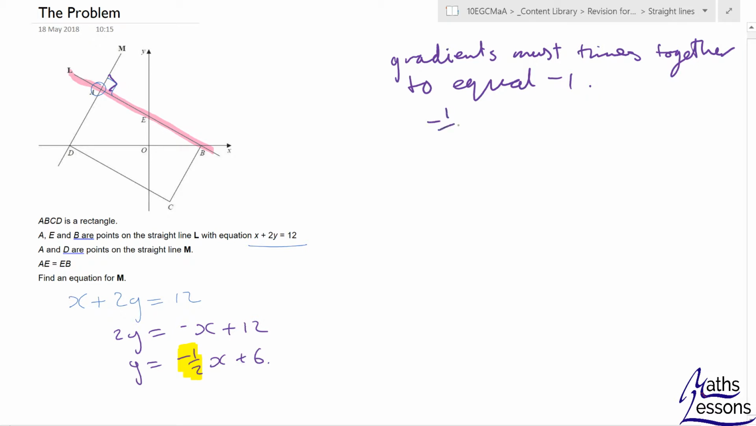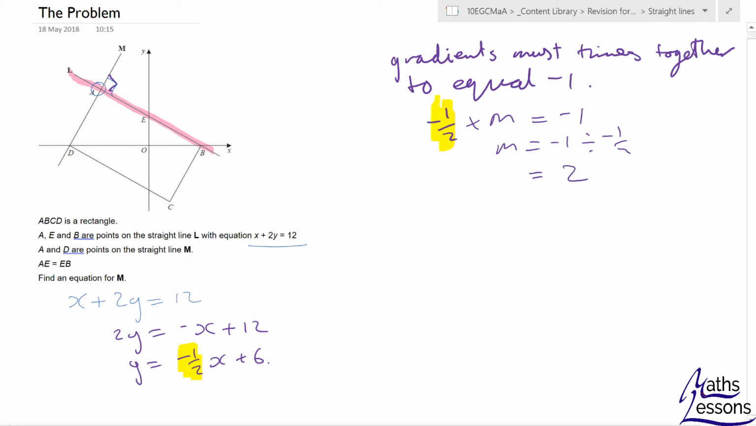So minus a half is the gradient of line L, and we want to multiply that by the gradient of line M to get minus 1. So therefore we get m by doing minus 1 divided by minus a half, which equals 2. Turn it upside down and multiply by the reciprocal. Let's just go through that. Minus 1 times minus 2 over 1. You can turn this fraction upside down and then multiply, and that gives us 2. So we know the gradient of our line.